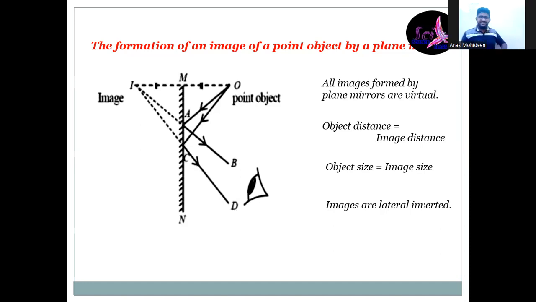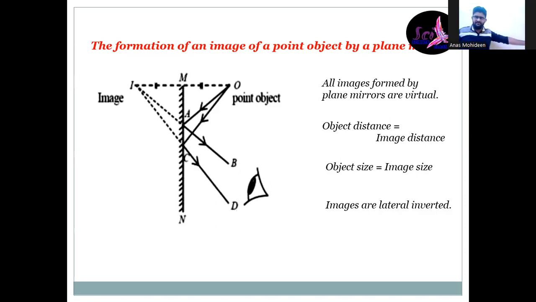And what about the distance? Object distance: I'm the object here, and between myself and the mirror there's a gap. That is the object distance. And between my image and the mirror there's also a gap. That is the image distance. These two would also be equal. How can we prove that they're equal? Can we go inside with a tape and measure?